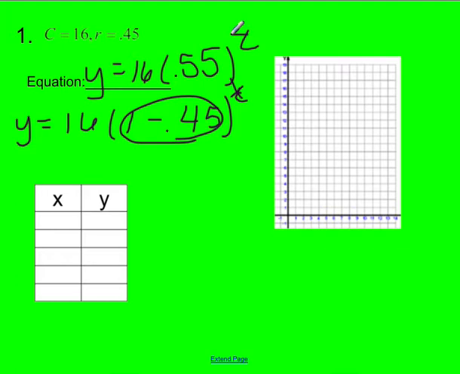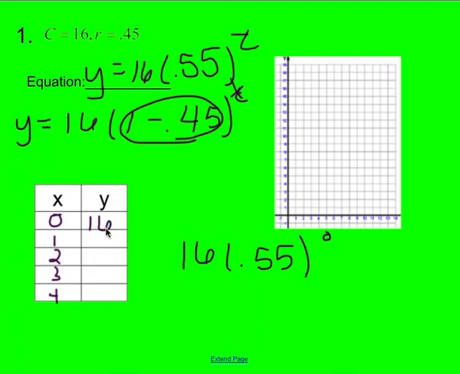So let's go ahead and do our values. We have 0, 1, 2, 3, and 4. Those are the values that I usually go to. You could pick others if you want, but those are the ones that I like to do. Then we are going to plug in our exponent. So we have 16 times 0.55. I'm going to start by raising it to the 0 power, which is really just going to be 16 times 1. So my 0 is going to be 16.